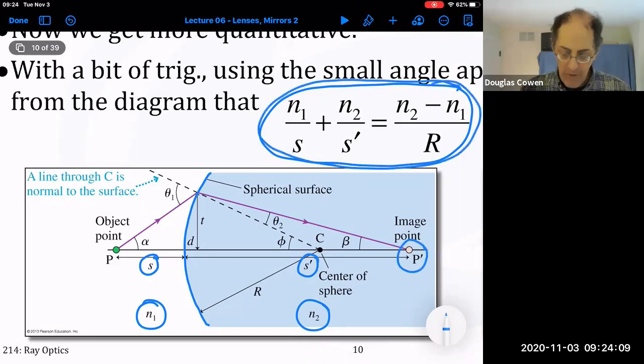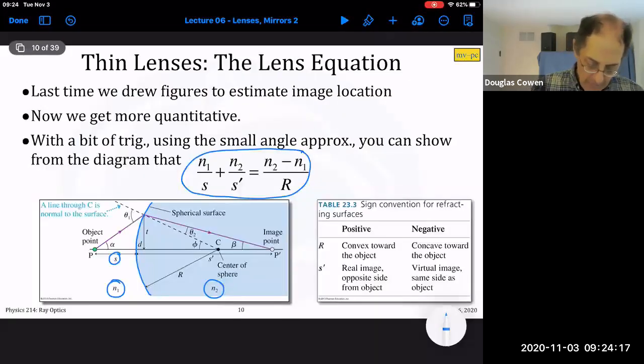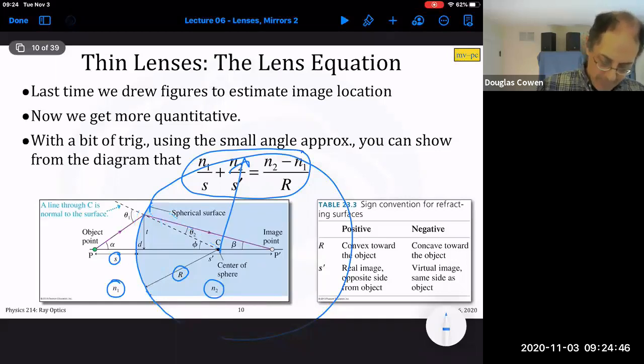This value of R here is the radius of curvature. And the radius of curvature is defined as follows. So here is the radius of curvature drawn on the figure. And that basically means, well, if I could draw a circle of radius R, that's what it would look like. And this little segment here is part of a circle of radius R. I didn't draw that circle so well, but hopefully you get the idea. A circle of radius R would include that spherical interface there. Okay.